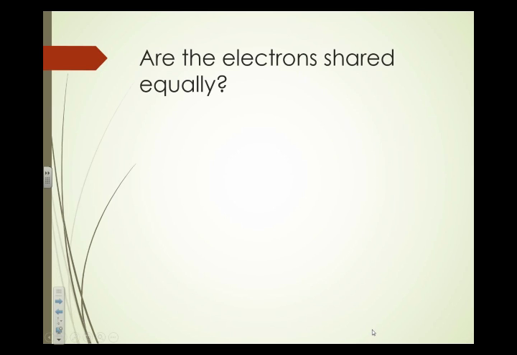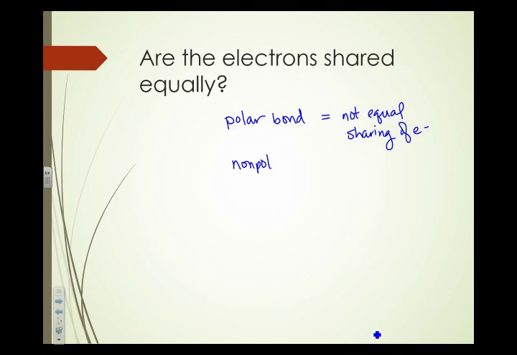The real question when we're talking about whether we have a polar or nonpolar bond is whether electrons are shared equally. So in a polar bond, you don't have equal sharing of electrons. And in a nonpolar bond, it's total equal sharing of electrons.